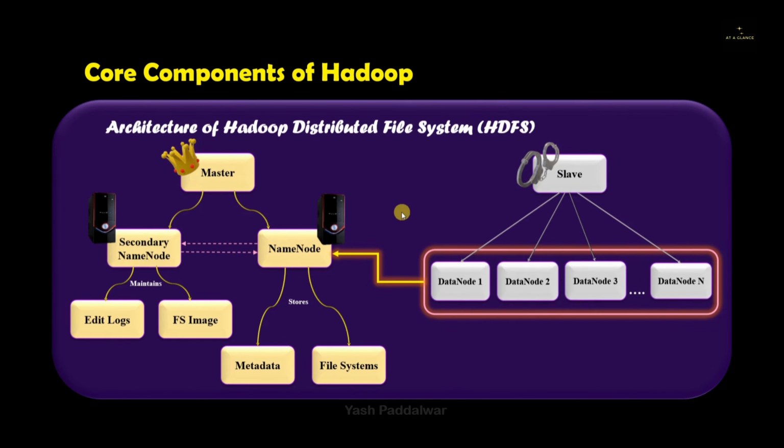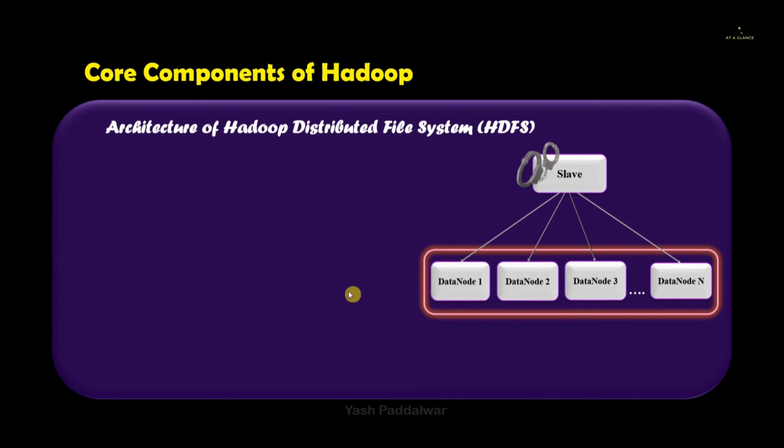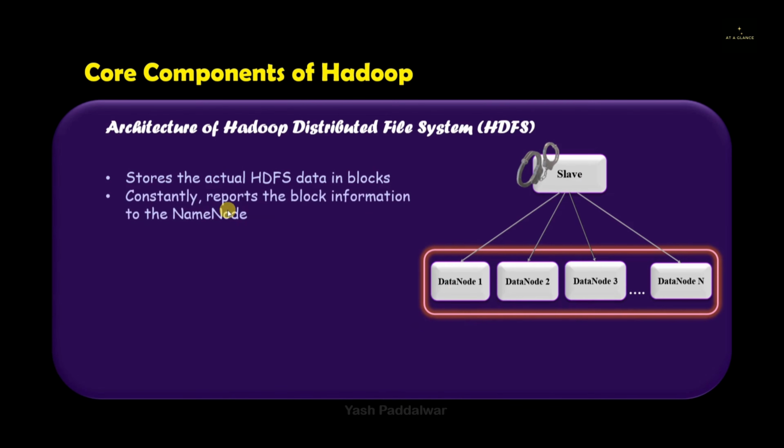Now let's have a look at the slave part. Inside the slave part, as you can see, data nodes are associated with it. So what does this data node actually mean? It acts as the actual storage of the HDFS data. But note one thing, that all the information stored inside it will be stored in the form of blocks, as we have discussed in the previous example.